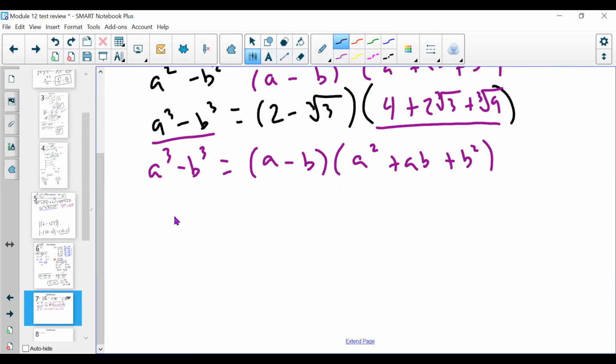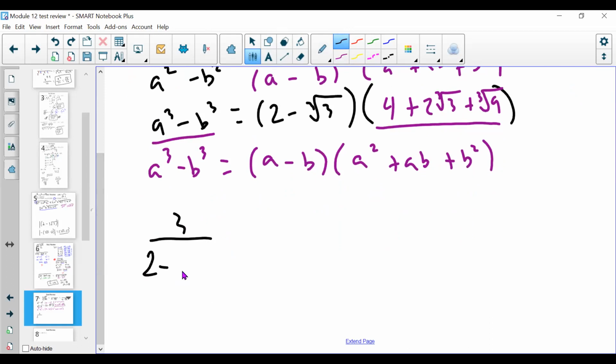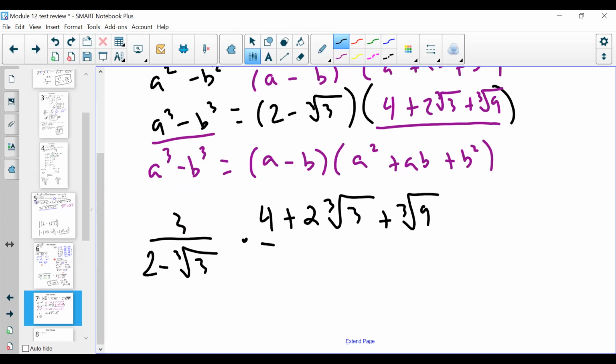So I have, is it 3, I think 3, right? 3 all over 2 minus cube root of 3. And I can multiply top and bottom by that 4 plus 2 cube root of 3 plus cube root of 9 on top and bottom to get rid of that cubic. Are we okay up to here? Do we get why we're multiplying it with 4 plus 2 cube root of 3 plus cube root of 9? Harshita, go ahead.